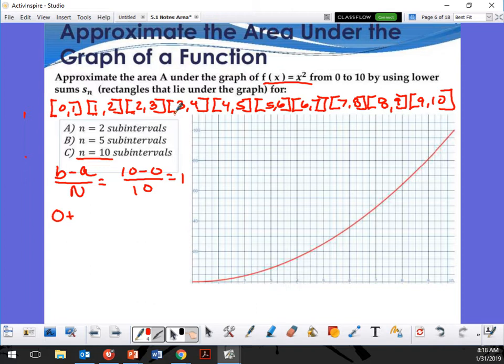So f of 1 is 1, plus f of 2, 4, plus f of 3, 9, plus f of 4, 16, plus f of 5, 25, plus f of 6, 36, plus f of 7, 49, f of 8, 64, f of 9, 81.